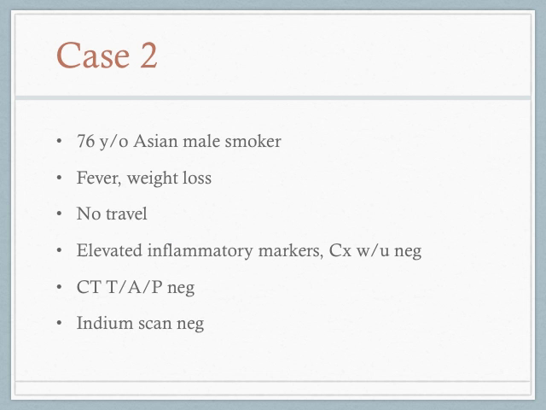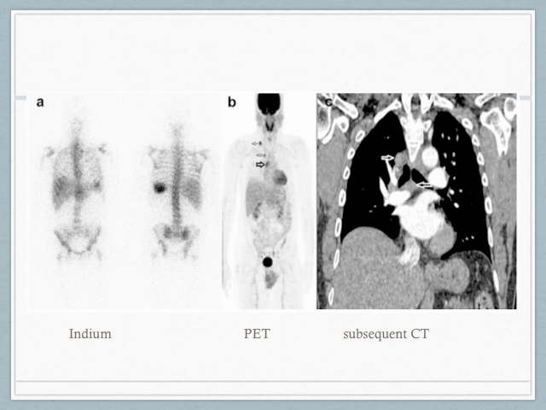So here's another case where nuclear medicine might be beneficial. 76-year-old Asian male smoker, fever, weight loss, no travel, elevated inflammatory markers, culture workup is negative. Your pan-CT is negative, indium scan is negative. So you can think about doing a PET scan in this patient. So indium scan negative, you see the highlight area in the liver and spleen and bone marrow, which is normal. The PET scan has some uptake in the subclavicular lymph node as well as some para-aortic positivity there. And this patient ended up having tuberculosis diagnosed by transbronchial biopsy.